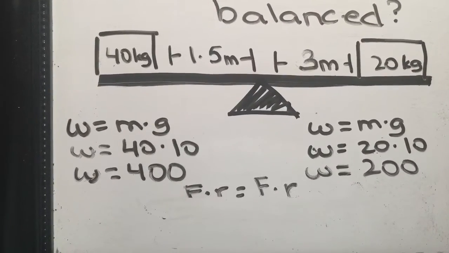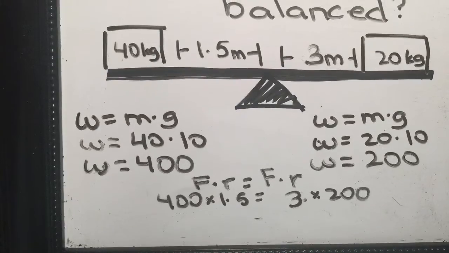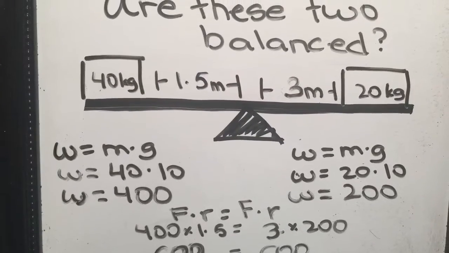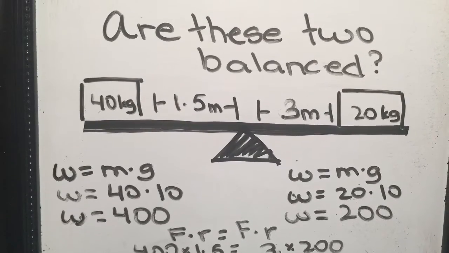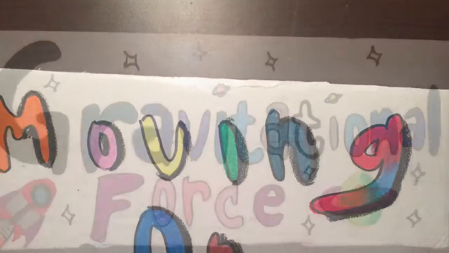Next, we write down the formula for torque, which is force times radius equals force times radius. Next, we substitute the numbers for force and radius. And lastly, we multiply to find that the two weights are balanced. We are now moving on to the next topic.